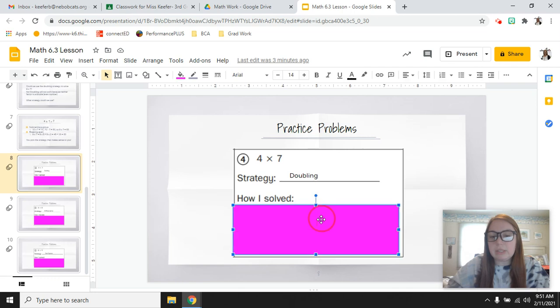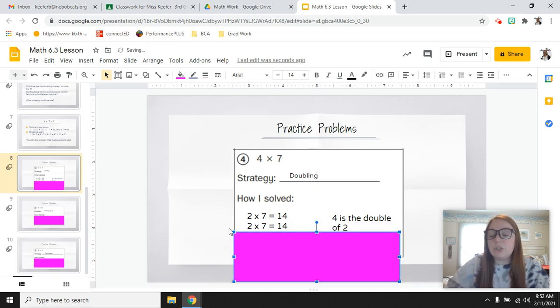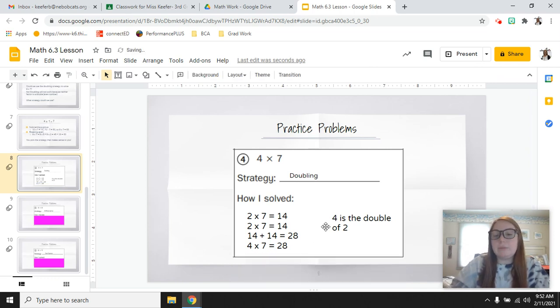All right, so let's see how it looks if we solved it. If I break apart 4 times 7, it would be into 2 times 7 and 2 times 7. So 2 times 7 equals 14. 2 times 7 equals 14. That's my doubled fact. 4 is the double of 2. So then what you do is 14 plus 14, which would equal 28. You're adding the doubled fact. And then 4 times 7 would equal 28. So that's what an example of doubling looks like. Remember, you have to split that even number.